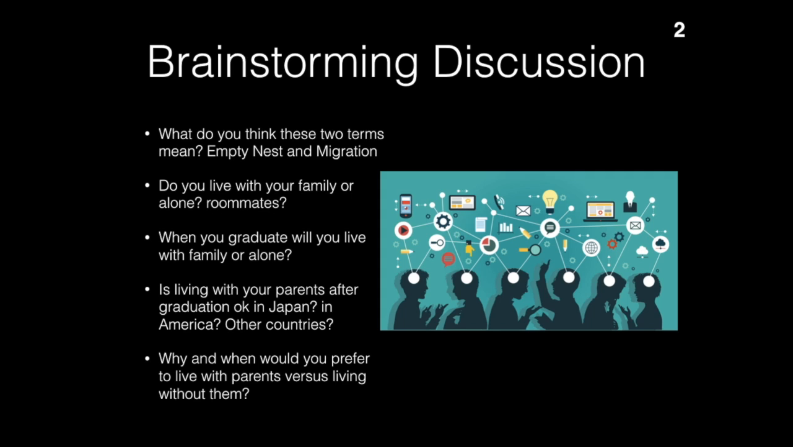Question 4. Think about the Japanese society. Do Japanese people think it is okay to live with parents after graduation or after getting a job? Question 5. What events or situations would make you live with your parents instead of living alone? For example, distance of your job or your parents' house, the health of your parents.